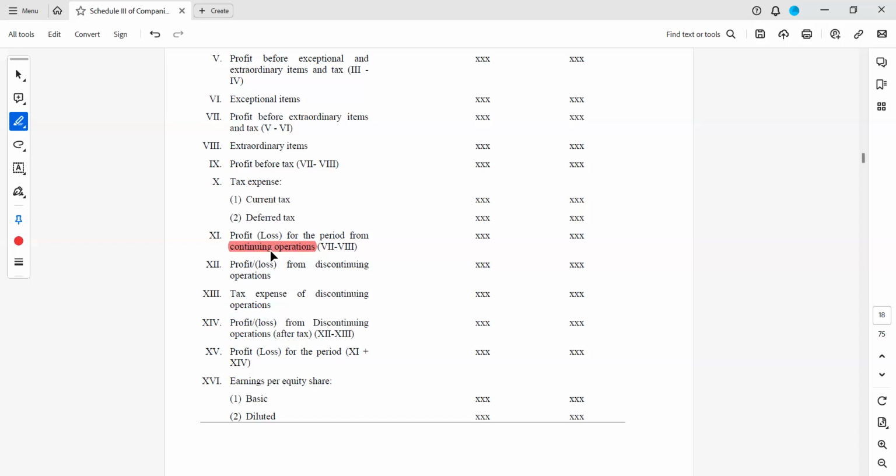of continuing operations. That is the reason whatever profit they are showing here is of continuing operations. Next, they are taking the net profit or loss from discontinuing operations. For discontinuing operations, you are not giving all these details. You are directly saying, from continuing operations I am getting this much profit, and from discontinuing operations I am getting this much profit.